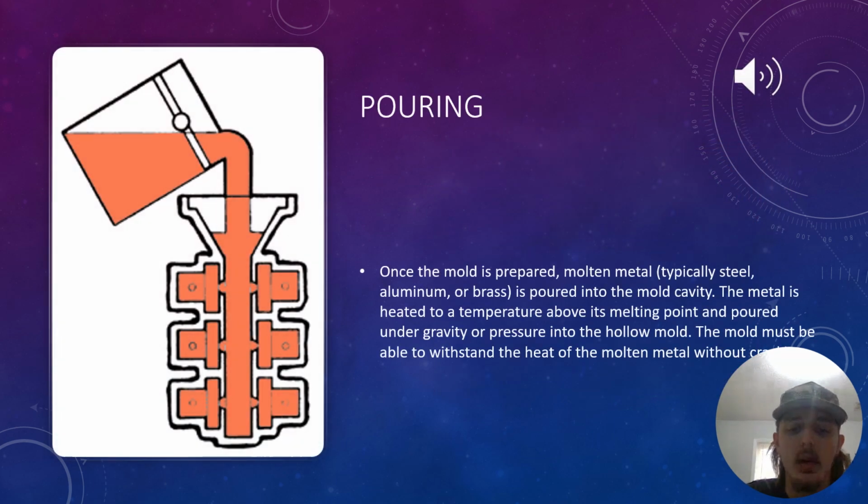Step 5 is pouring. Once the mold is prepared, molten metal, typically steel, aluminum, or brass, is poured into the mold cavity. As you can see in the picture to the left, this is what it'll look like. The metal is heated to a temperature above its melting point and then poured under gravity or pressure into the hollow mold. The mold must be able to withstand the heat of the molten metal without cracking.